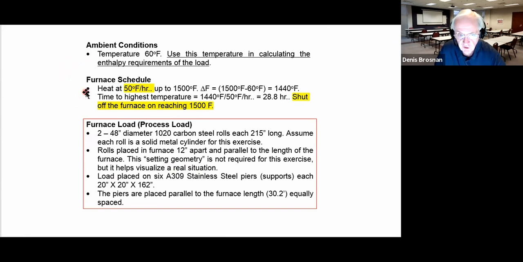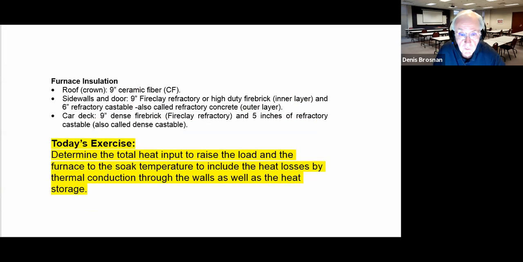We talked about the furnace schedule and we talked about shutting it down. You're going up a total span of 1440 degrees Fahrenheit and at 50 degrees Fahrenheit an hour. So it's going to take you 28.8 hours to heat up at that fairly slow heating rate. So I've already talked about the load, both the coils and the skid rail pieces. So we can go forward.